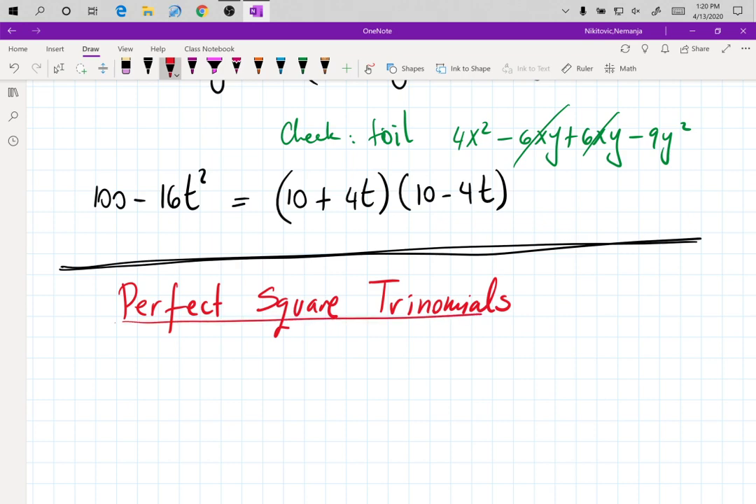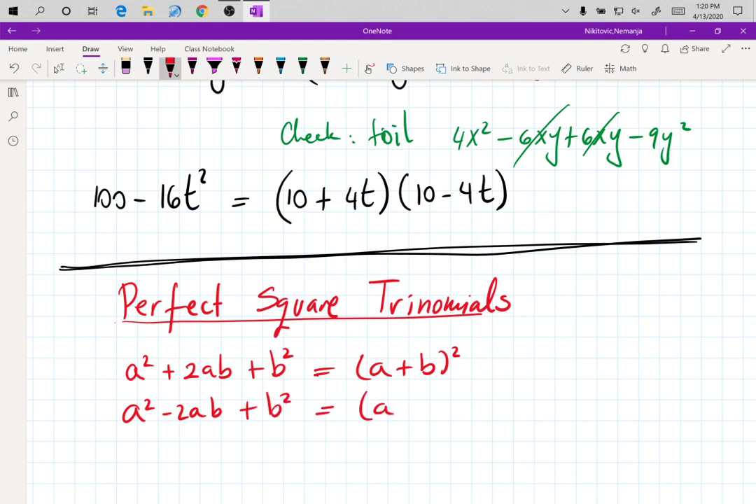And those are the other two. So if you have a squared plus 2ab plus b squared, that condenses into (a plus b) squared. And if you have a squared minus 2ab plus b squared, that's (a minus b) squared.